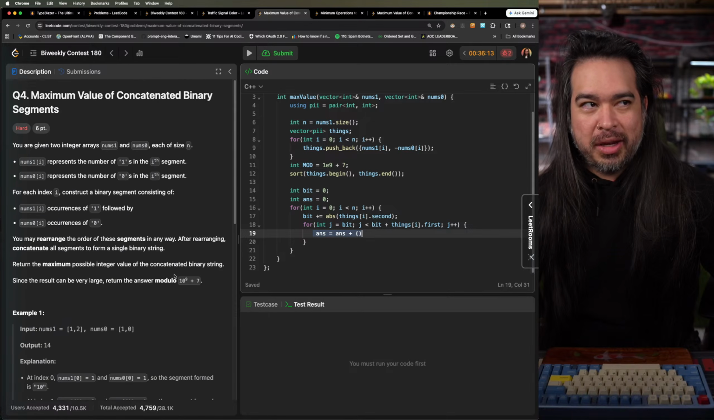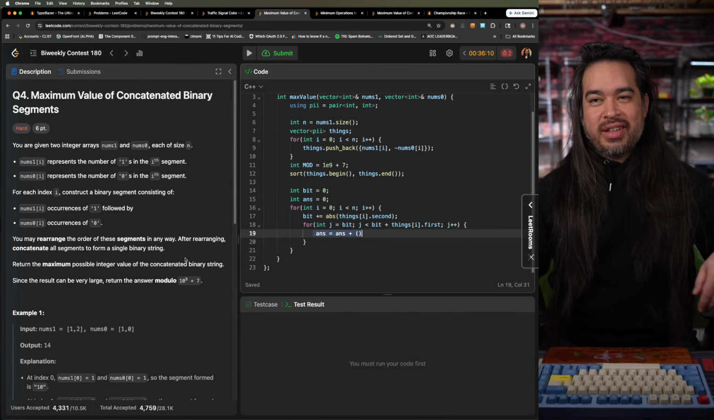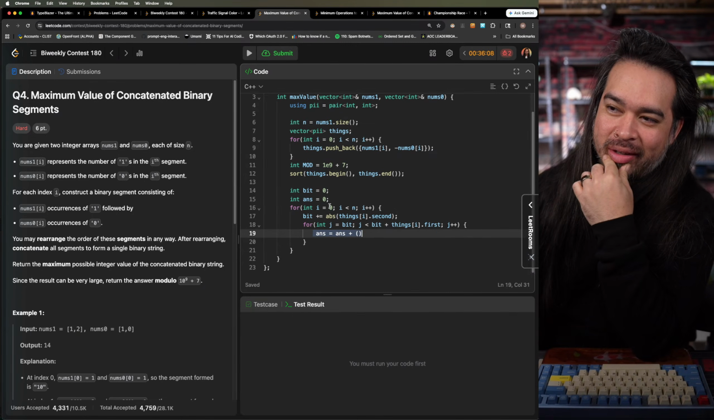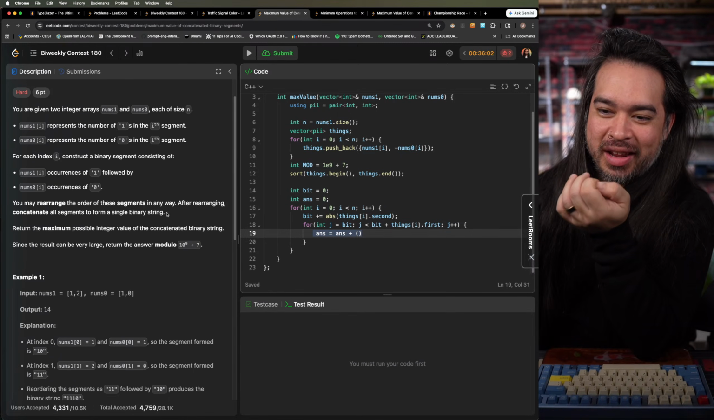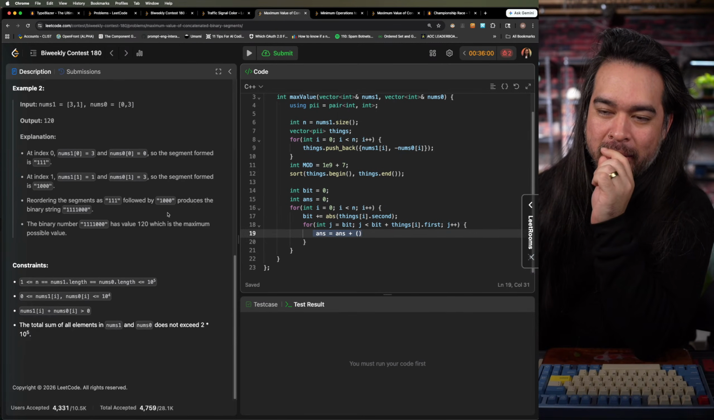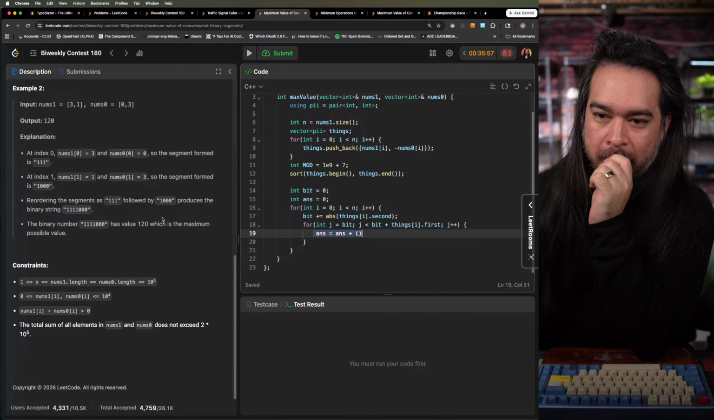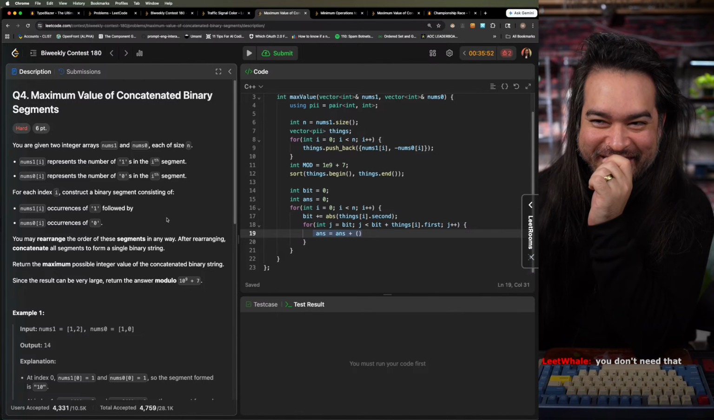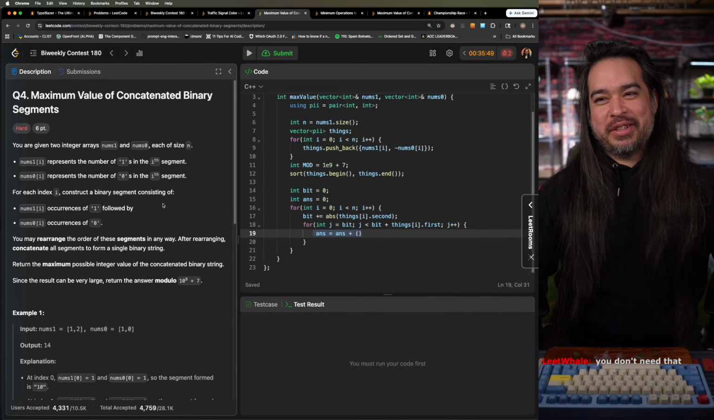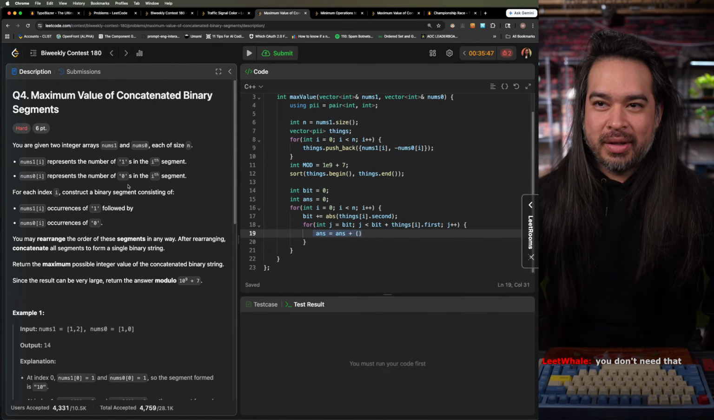I feel like I need mod power for this, but LeetWhale says I can solve it, but I don't know if LeetWhale knows that I don't know mod power. You don't need that? Okay. Alright, let me think a little bit more. Wait, let me read the problem again. A single binary string. Return the maximum possible integer value of the concatenated binary string.